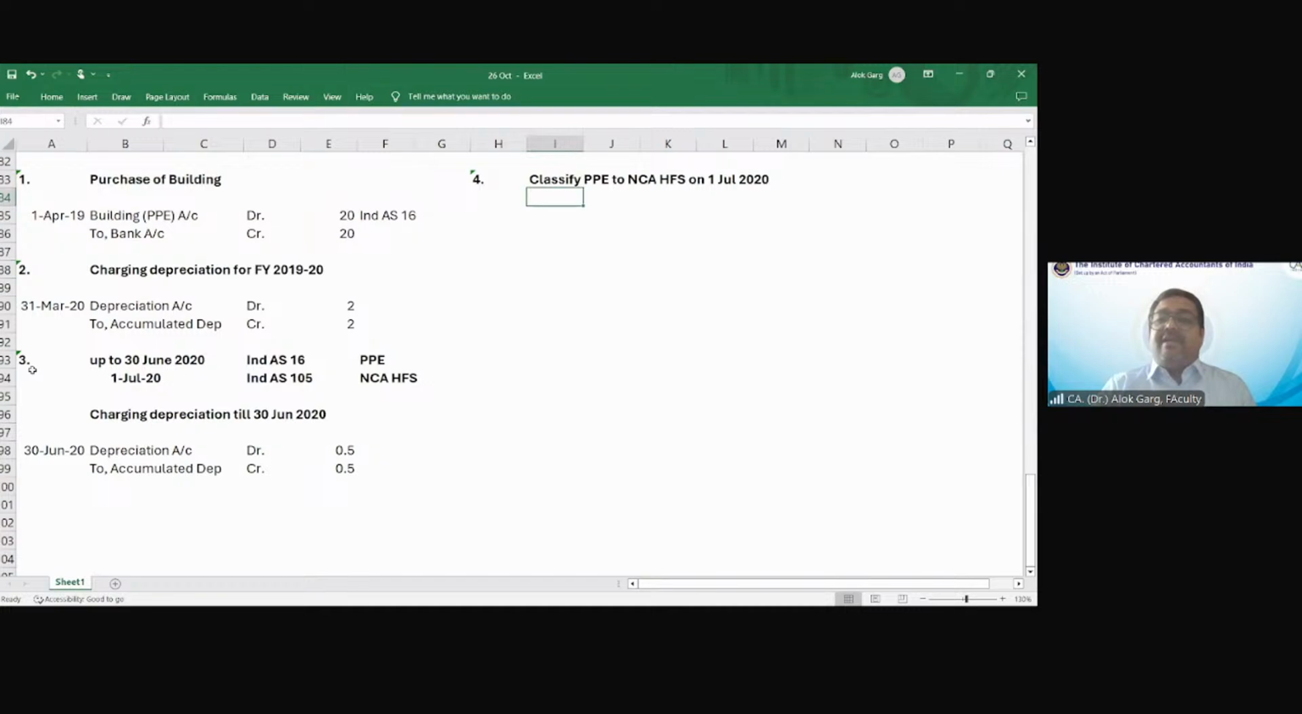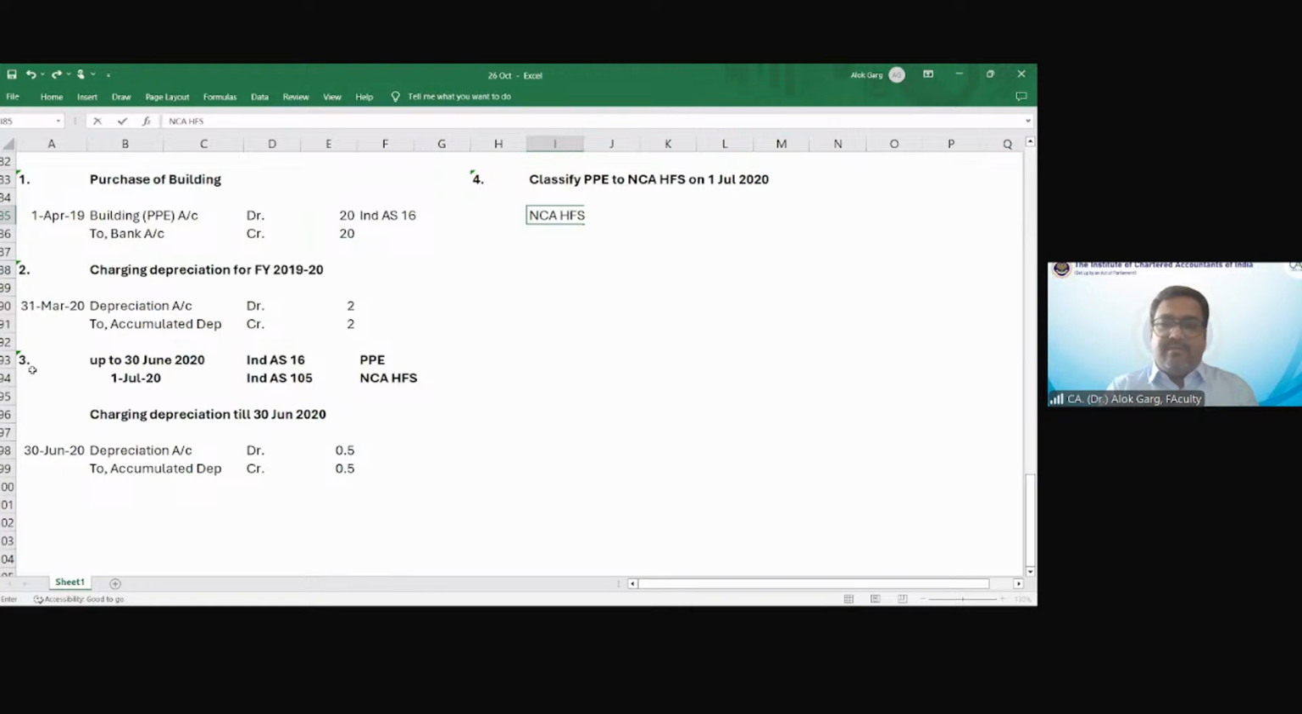किस वैल्यू पे क्लासिफाई करेंगे पीपी को एनसीएचएफएस में? What value? 16 lakh. Lower of carrying value or fair value less cost to sell. Which carrying value? The carrying value which has been determined as per PP standard, and the fair value less cost to sell on the date of classification as held for sale. What is the accounting entry?